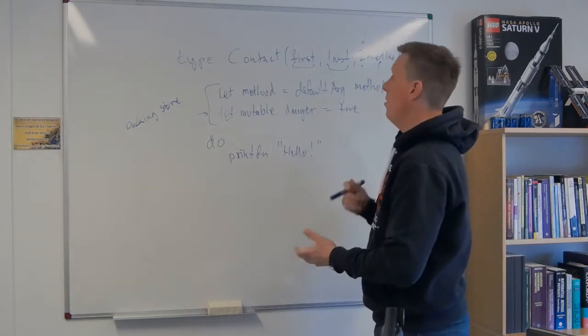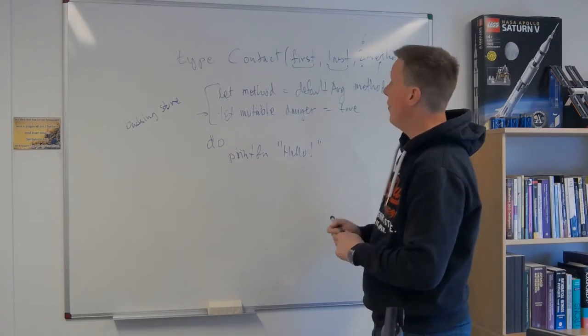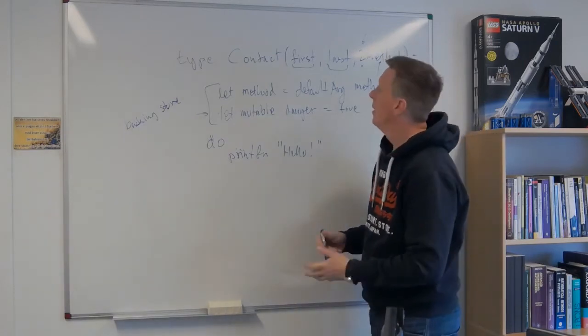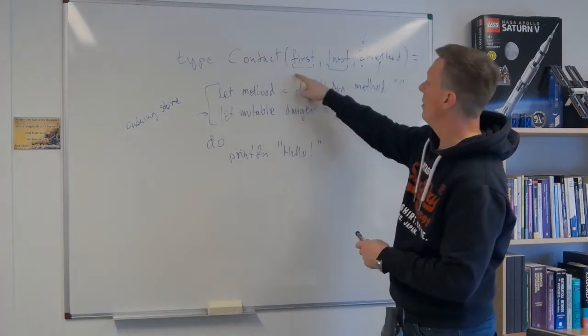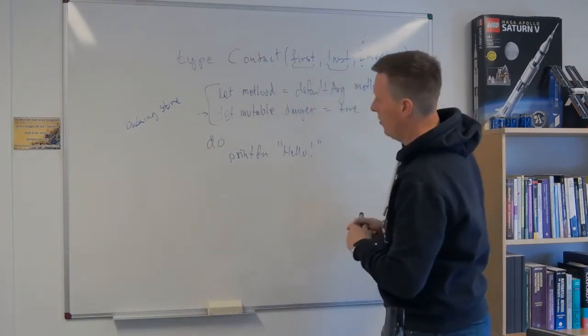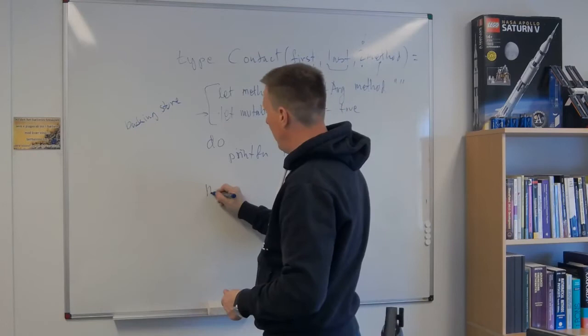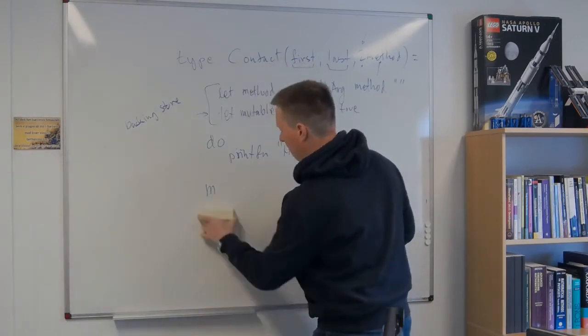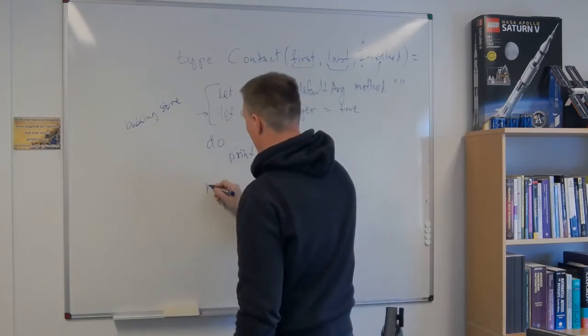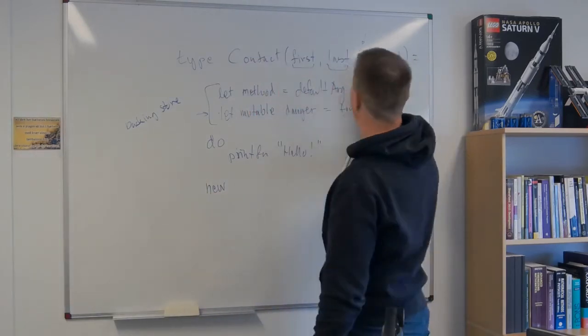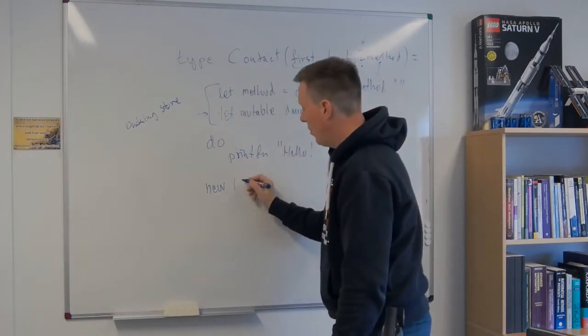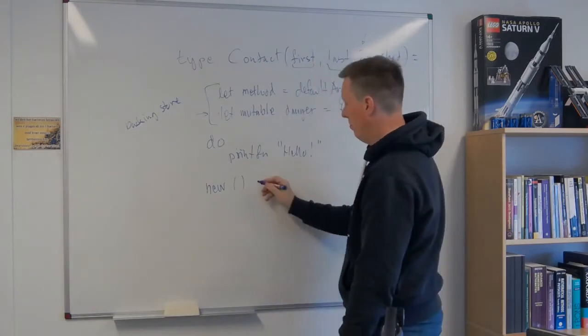We can also create our own explicit constructor, so we can have an alternative constructor for this constructor. That is by using the keyword new. So I could create, for example, an alternative constructor here, which doesn't take any arguments at all.